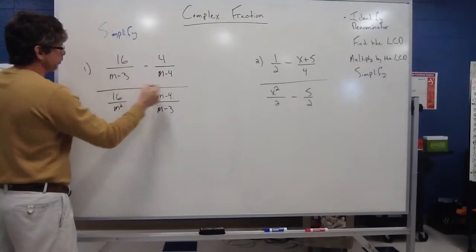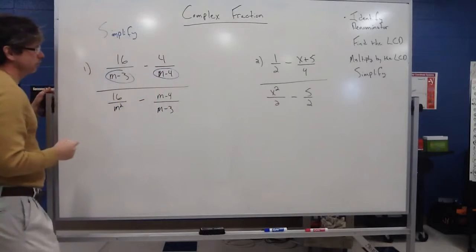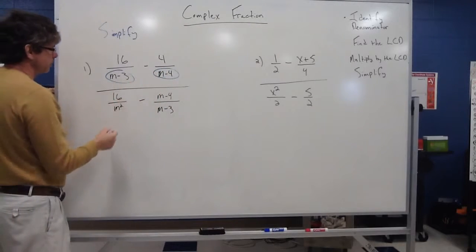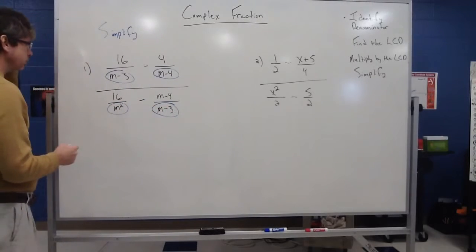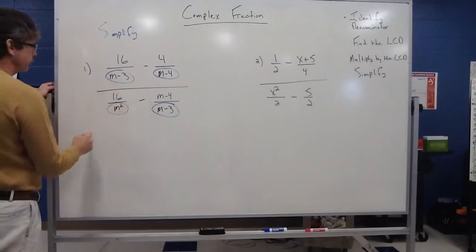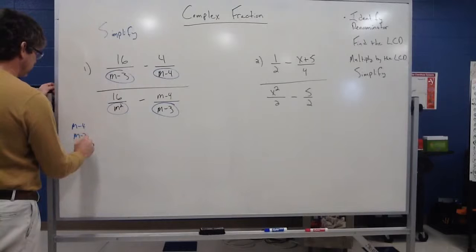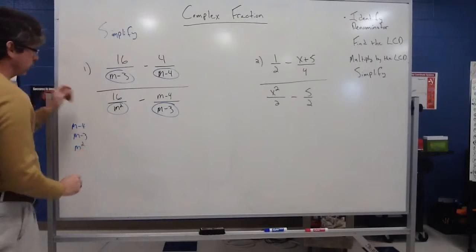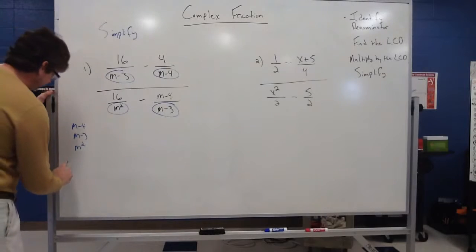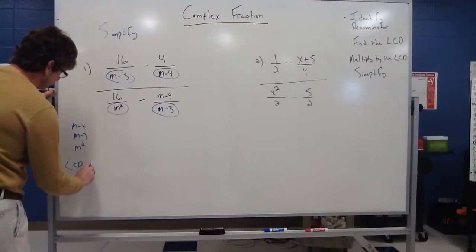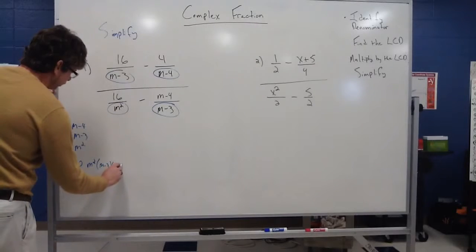So on the top fraction, we're seeing this m minus 3 and this m minus 4 as your denominators. On the bottom, we see this m squared and this m minus 3. So it looks like I have really just three different denominators. I have an m minus 4, I have an m minus 3, and I have an m squared. And that m minus 3 just repeats again. So we only have three different denominators. So my LCD is going to be this m squared, this m minus 3, and this m minus 4.